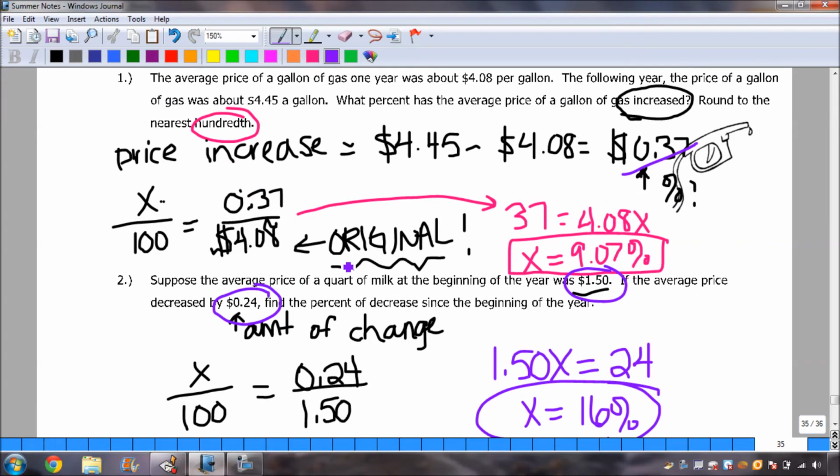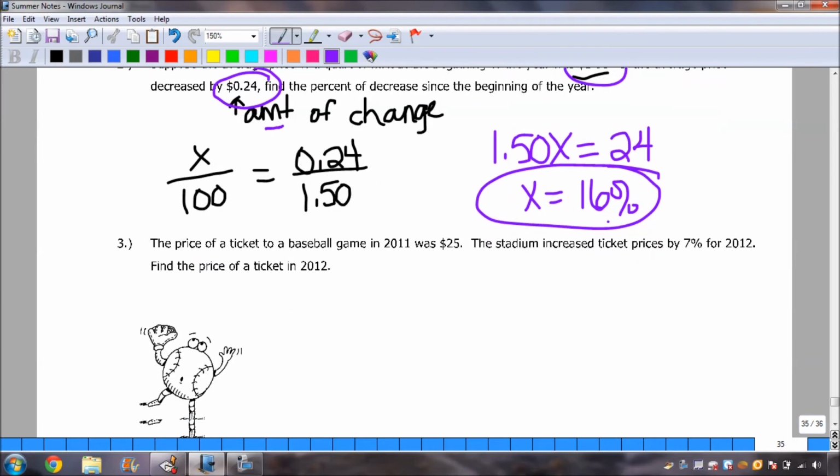Okay? Hopefully you understand why you would subtract in number 1 and why you don't in number 2. Because again, in number 2, it already tells you the amount of change, or the price decreased. You don't have to figure it out.